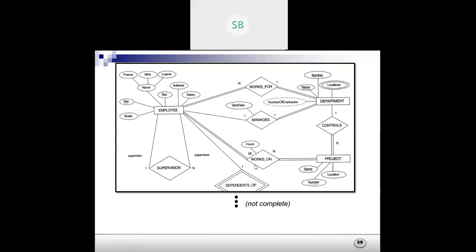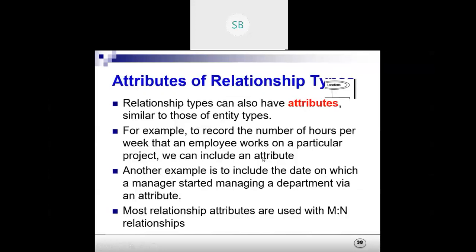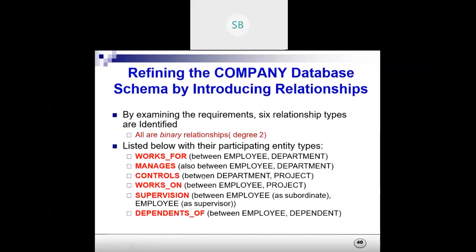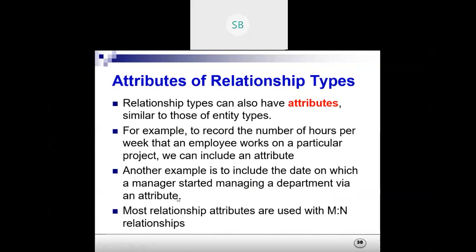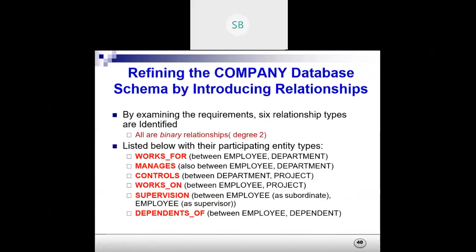Then employee works on project, it can have another attribute, like how many hours a day the employee works on the project. So this hours attribute won't be in the employee or in the project, it will be on the relationship type. So here we have written that it's possible for a relationship also to have an attribute. Clear?